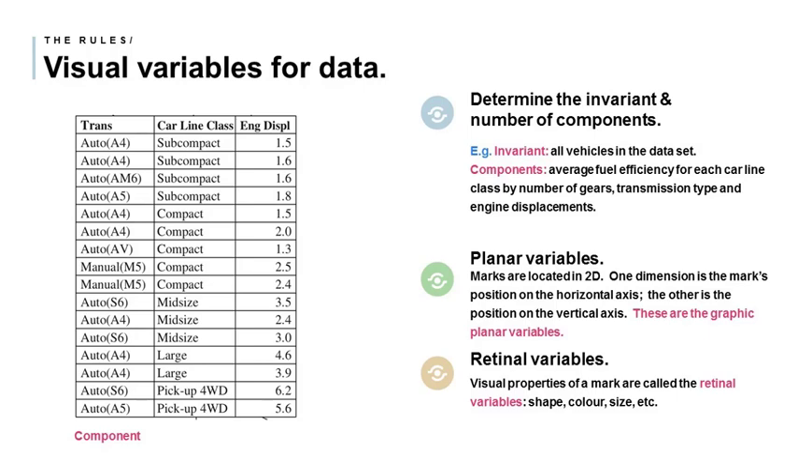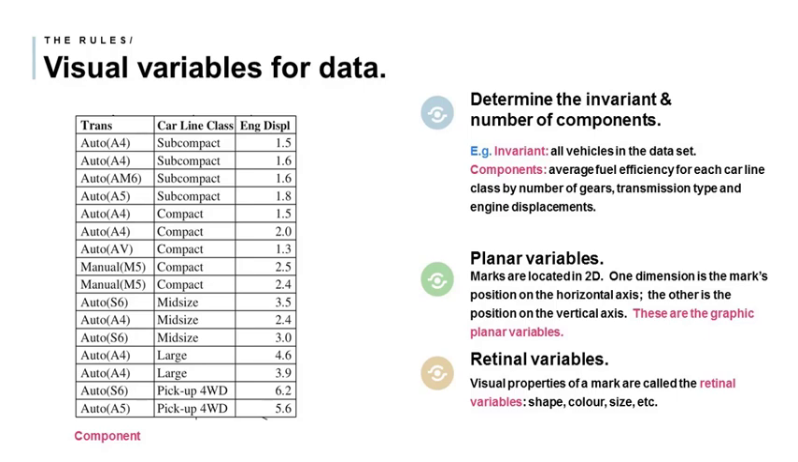Each component is then represented by a sign, a symbolic mark that represents the component in the visualization. Usually this will be displayed in 2D using the graphic planar variables, or positions on the horizontal and vertical axes, also known as the X and Y axes. 3D graphics might on occasion be suitable for representing some data, but should be used sparingly.